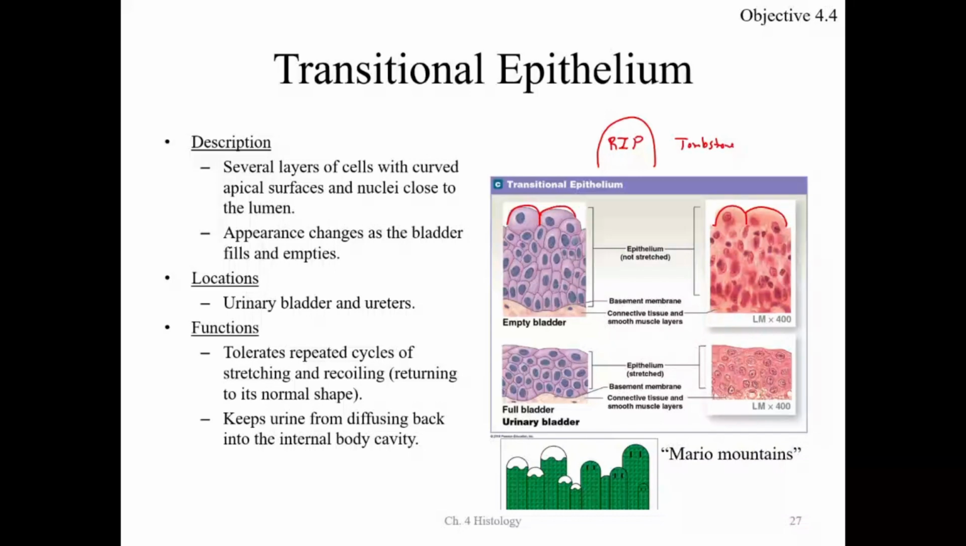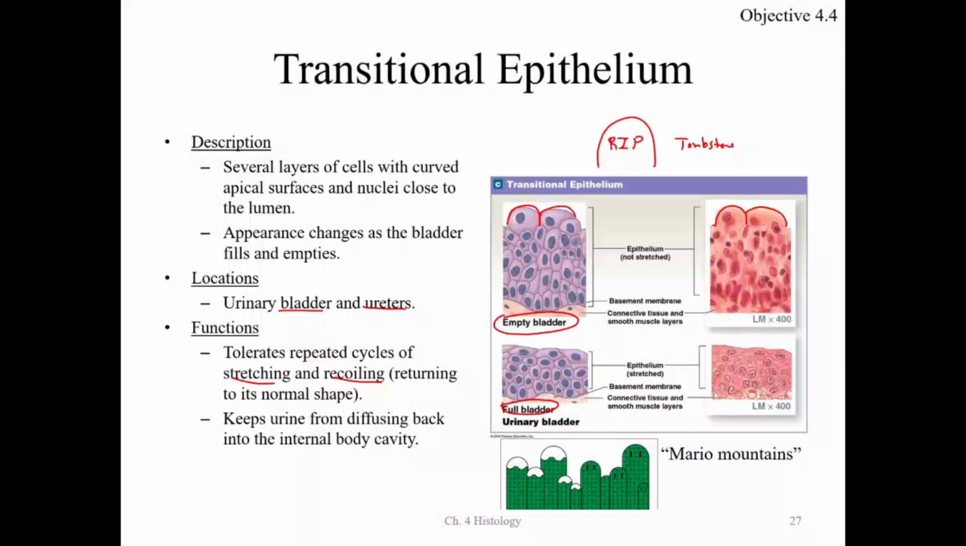It changes as the bladder empties and fills. For example, when the bladder is empty, it's going to have that curved tombstone appearance. When the bladder is full, it's going to stretch and look more like a stratified squamous. And this can shift. So it's found in the bladder and ureters, the urinary bladder and ureters. Its function is to cycle stretching and recoiling, filling and recoiling. But it has another job: urine can absorb in it. So I'm giving the tombstone appearance to this as an extra help.